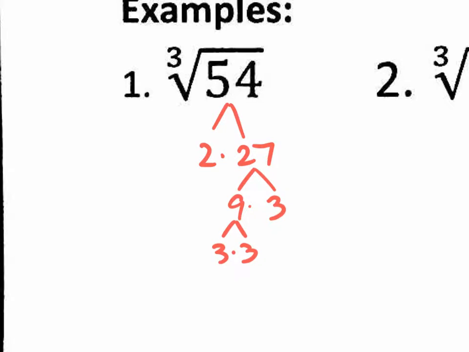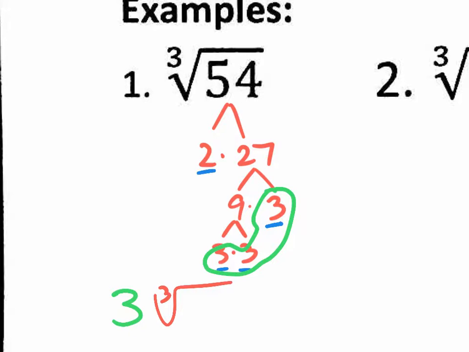3 times 3. Now, since we're dealing with cube roots, what you're going to be able to pull out of the cube root is what repeats 3 times. So check it out. On your factor tree, you have 2, 3, 3, 3. What repeats 3 times? 3. These 3's. So the 3's are going to be able to come out of the cube root. And what's left over? This 2, so the 2's in there.